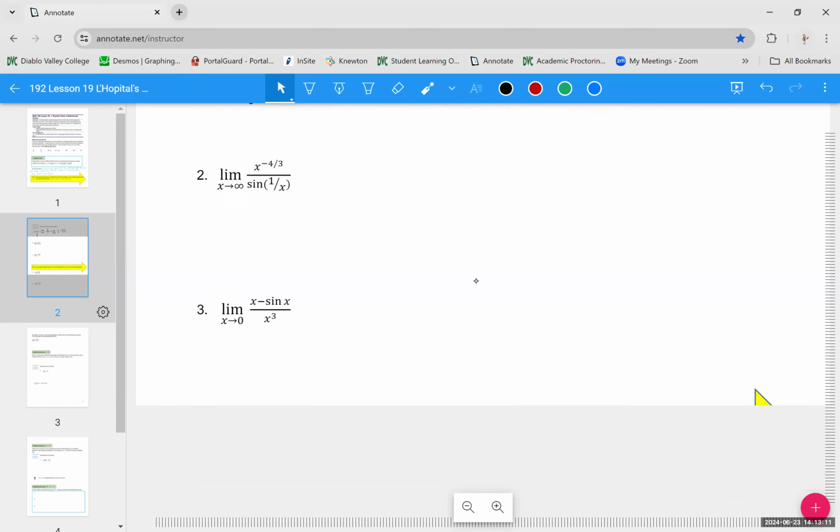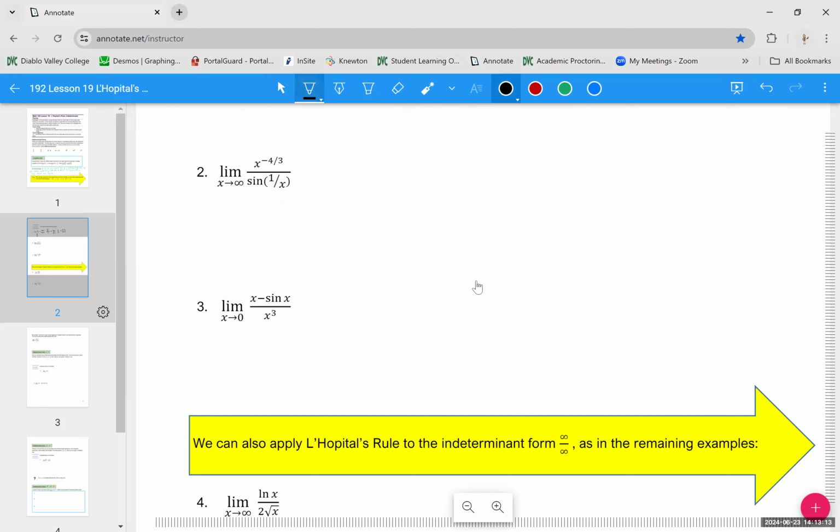Okay, trying again. Let's see, as x approaches infinity. Well, as x approaches infinity, the top would be like 1 over infinity because of the negative exponent, which is 0, which goes to 0. And this would be sine of, let's see, 1 over infinity here would also go to 0, and sine of 0 is 0. So once again, we have a 0 over 0 scenario.